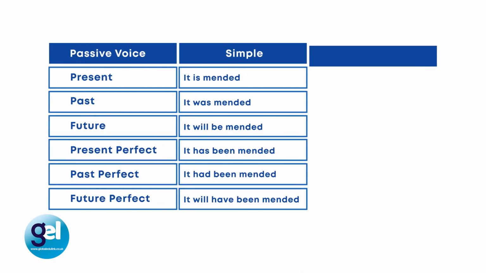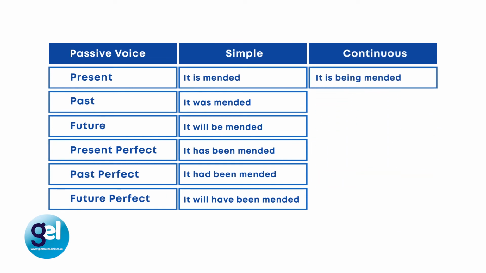In the present continuous passive, it is being mended. And in the past continuous passive, it was being mended. So passive tenses are formed with the auxiliary verb to be in the appropriate tense, plus our past participle.